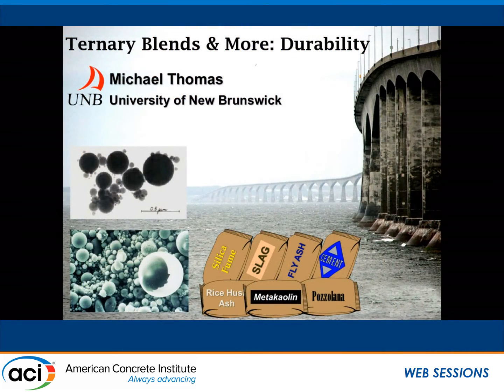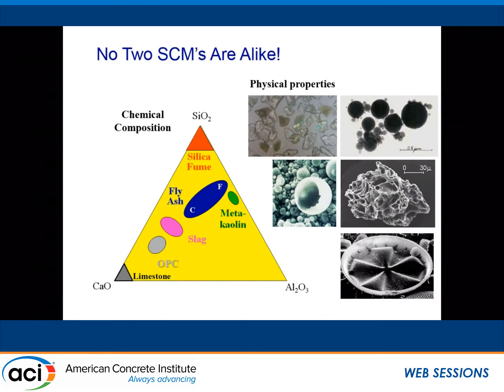There are many reasons for going into ternary blends or quaternary blends or even five-way blends. The SCMs that we have available to us are all very different. Fly ash can be different itself, like Class C fly ash to Class F fly ash. Silica fume is different to slag. And there are many good reasons for blending these materials together.